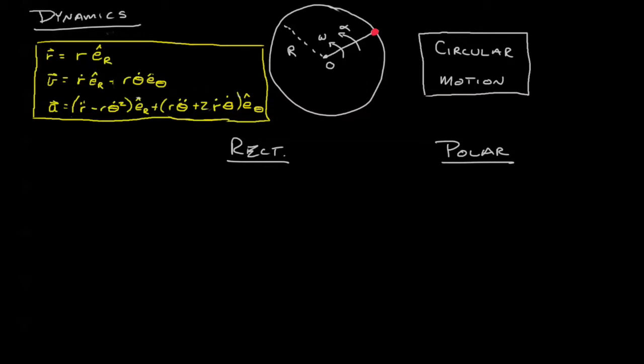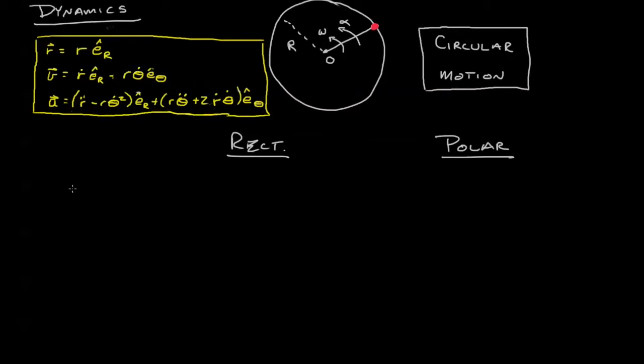So first, I'd like to start us off with linear momentum. We know linear momentum is defined by mass times velocity, and it's a vector quantity. So in rectangular coordinates, it's simply m times x dot i plus y dot j. This should be review for us.